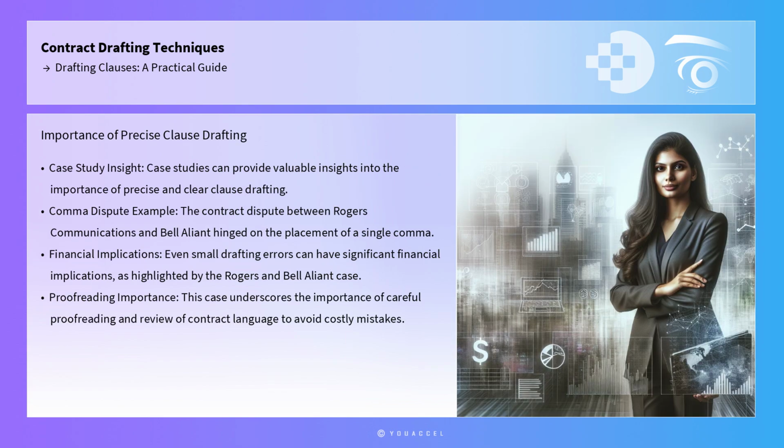Case studies can provide valuable insights into the importance of precise and clear clause drafting. One notable example is the contract dispute between Rogers Communications and Bell Alliant in Canada, which hinged on the placement of a single comma. The dispute arose over the interpretation of a clause in their agreement, highlighting how even small drafting errors can have significant financial implications. This case underscores the importance of careful proofreading and review of contract language to avoid costly mistakes.